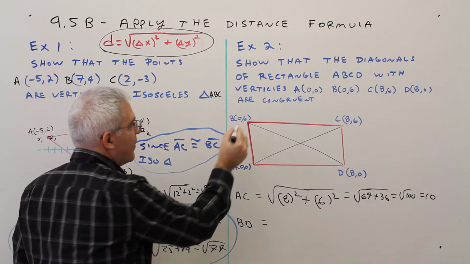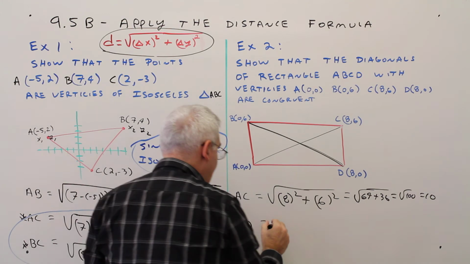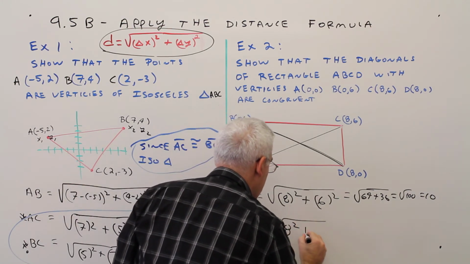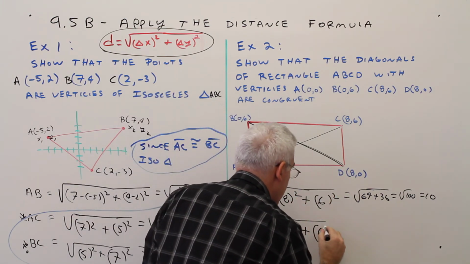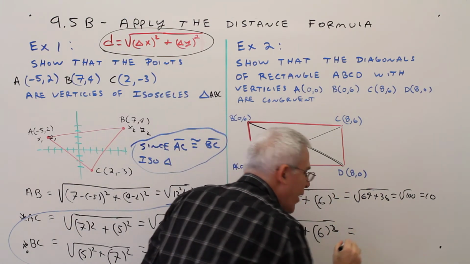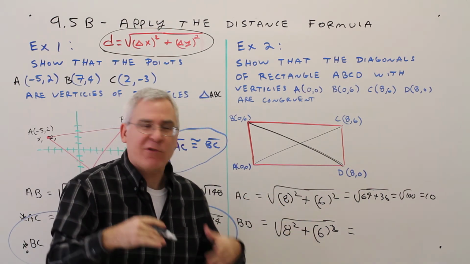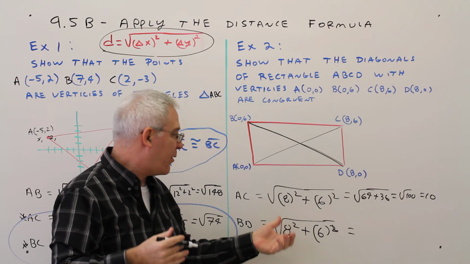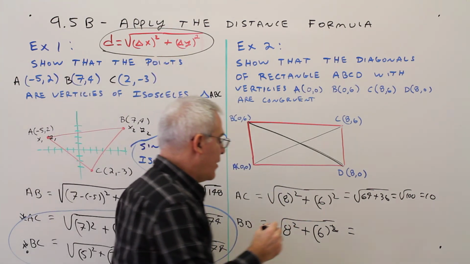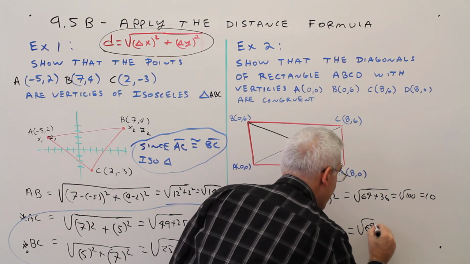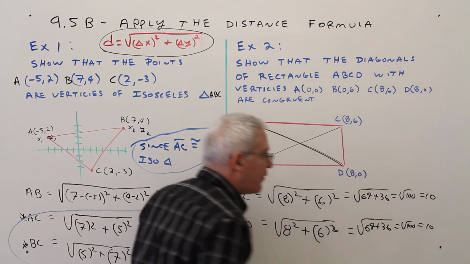From B to D, the change in x, again, is 8. The change in y is 6. Once again, I don't care if it's positive 6 or negative 6. When I square it, I get the exact same result. Same thing with positive 8 or negative 8, I don't care. That's why this is so much easier to use. So that's going to be the square root of 64 plus 36 equals the square root of 100 equals 10.